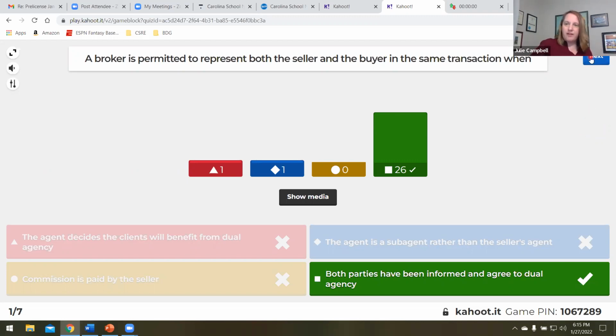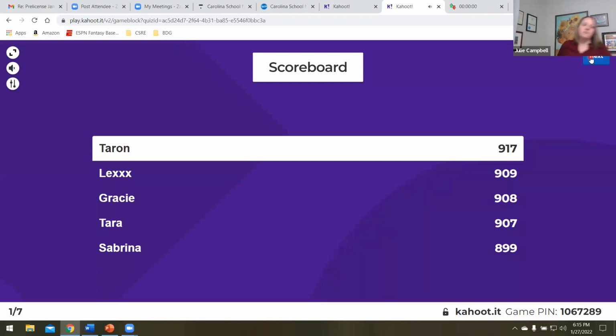Let's see who got it right the fastest. Tara got in fast, followed by Lex and Gracie. Tara and Sabrina.